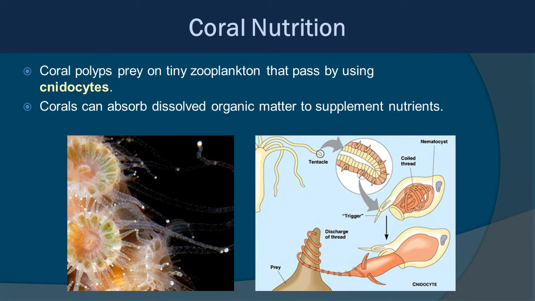Now, for nutrition, there are sort of two categories with corals. There are those who primarily feed only on zooplankton, which they use their stinging cells, their cnidocytes, to sting the zooplankton and bring it into their mouths and actually feed, right? That's the one category. And of course, corals can also absorb dissolved organic matter to supplement nutrients.